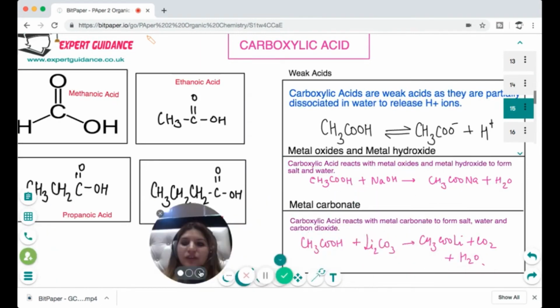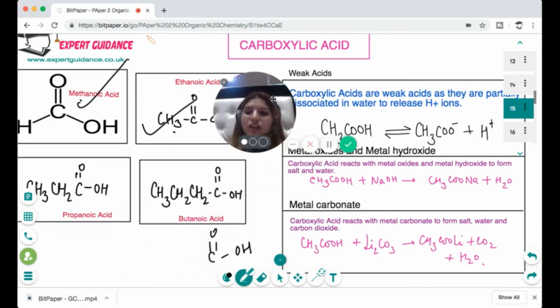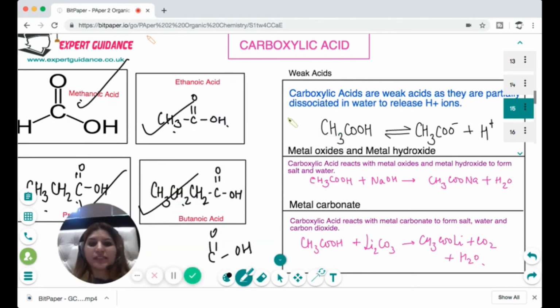Next we have the carboxylic acids. Carboxylic acids have the functional group COOH. So 1 carbon is HCOOH, which is methanoic acid. 2 carbons is CH3COOH, which is ethanoic acid. 3 carbons is CH3CH2COOH, which is propanoic acid. And butanoic acid is CH3CH2CH2COOH.